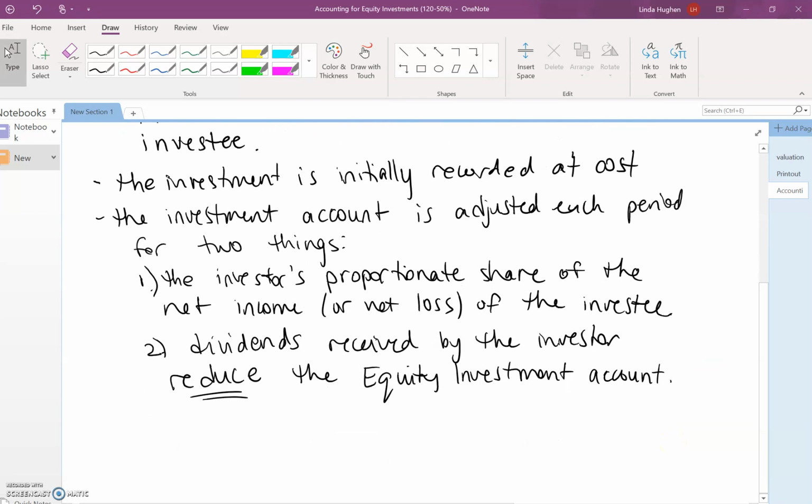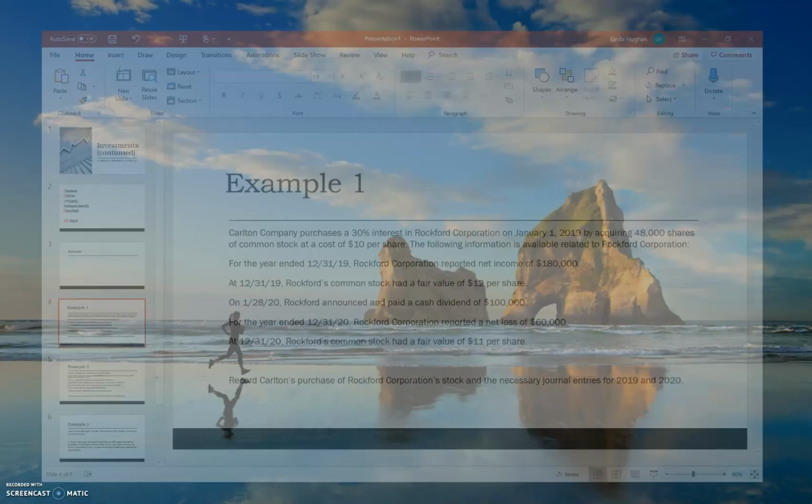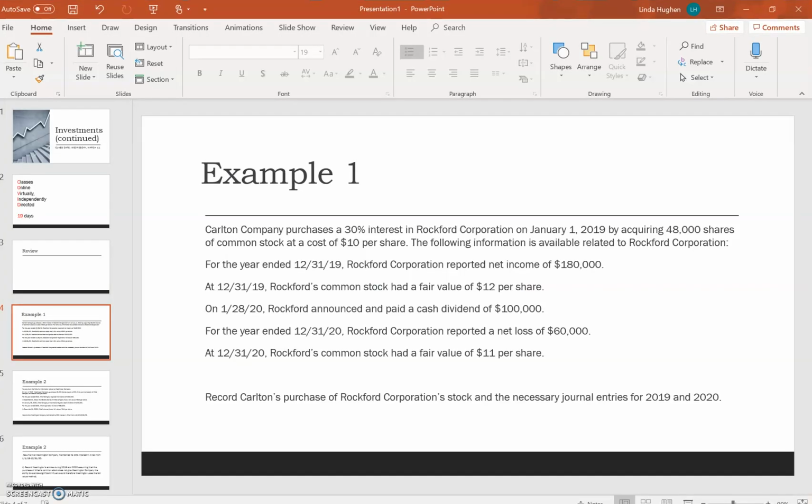Now let's look at an example. Example 1, this is on your worksheet. If you saw on Blackboard, there's examples for class, part 1 for the investments. That's what we're looking at. Here it is on a PowerPoint.